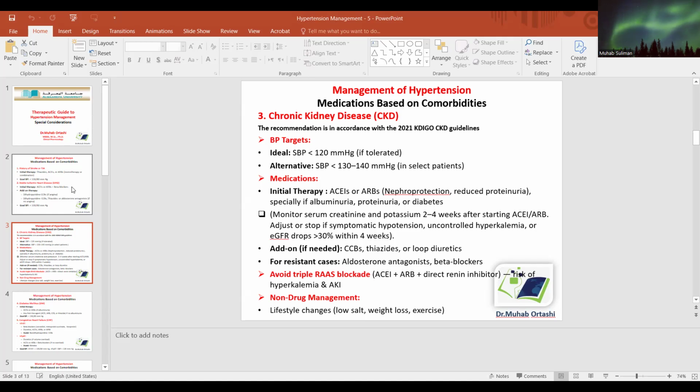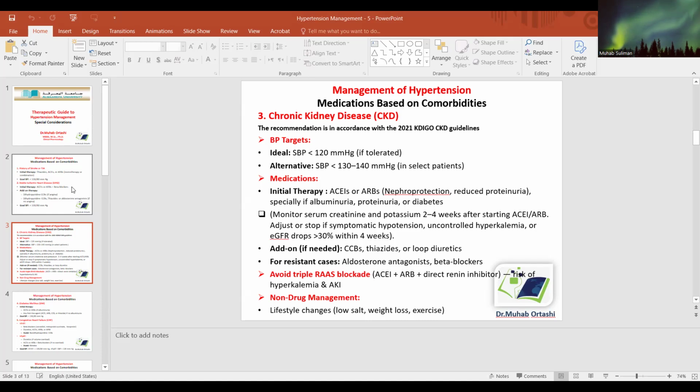Of course, we don't like to use all RAS inhibitors together because it is called RAS blockade, which can lead to severe hyperkalemia for the patient and acute kidney injury or impairment, if we use ACE inhibitors, ARBs, and renin inhibitors together.